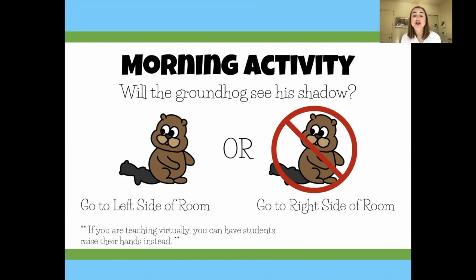Now, if you're teaching virtually, you can still have students do this activity. You can have them raise their virtual hand. You can have students start with their cameras off. And you can say, if you think the groundhog will see its shadow, turn your camera on. And you can see which students believe that the groundhog will see its shadow. So that's just one idea of how you can do this activity when teaching remotely as well.